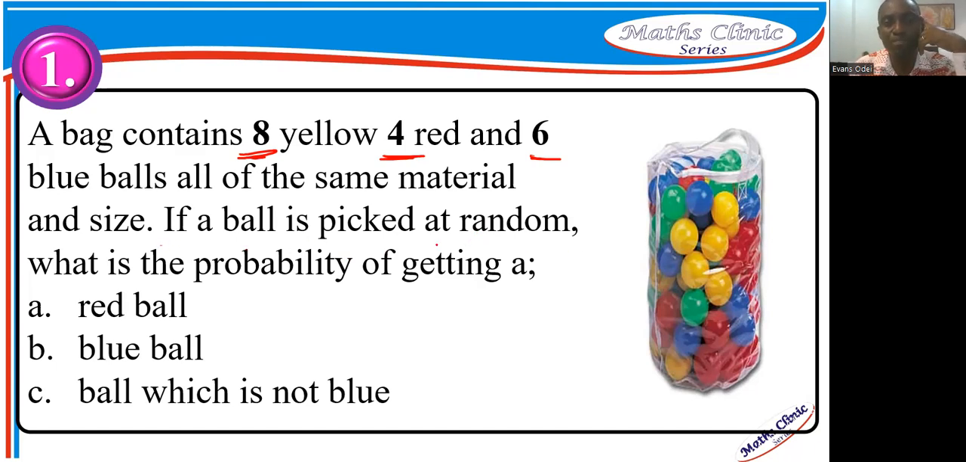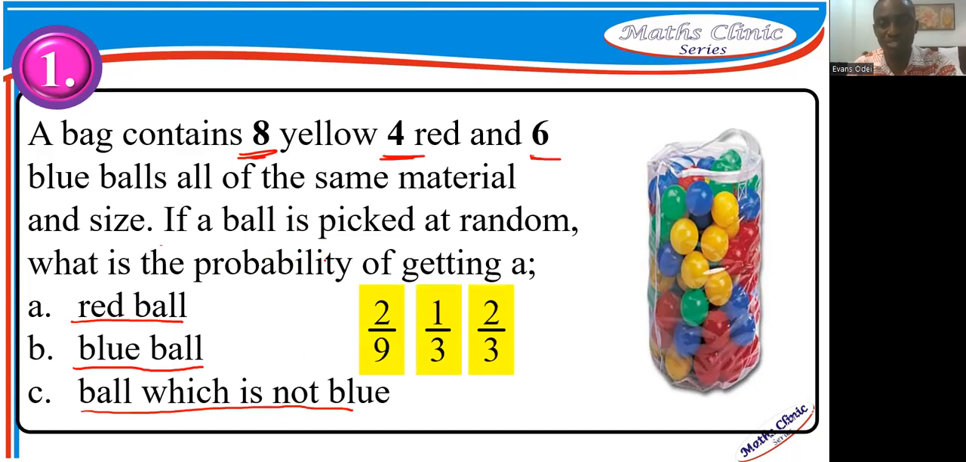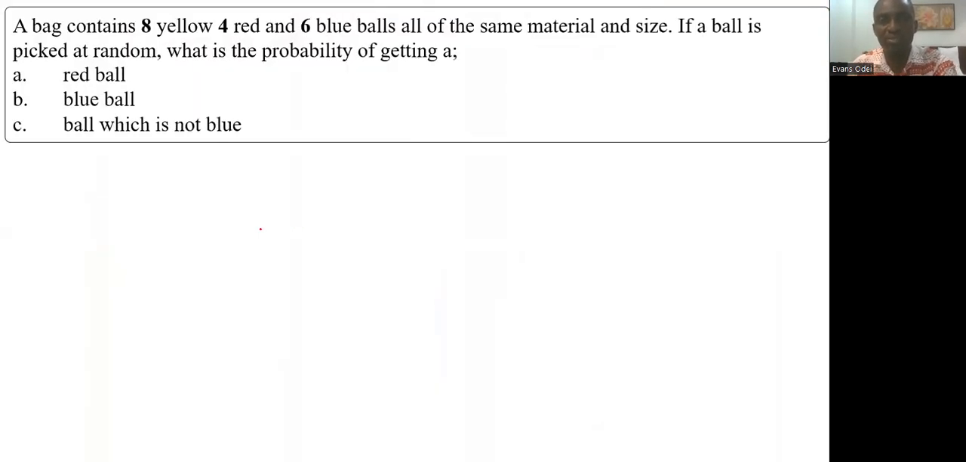Now, if a ball is picked at random, what is the probability of getting a red ball? And what's the probability of getting a blue ball? And what is the probability that a ball is not blue? So how do we handle this question? Now let's look at the solution here. These are the solutions, but let's look at how we get the answer.